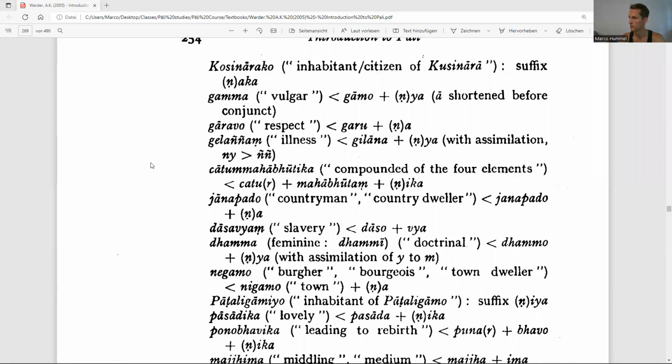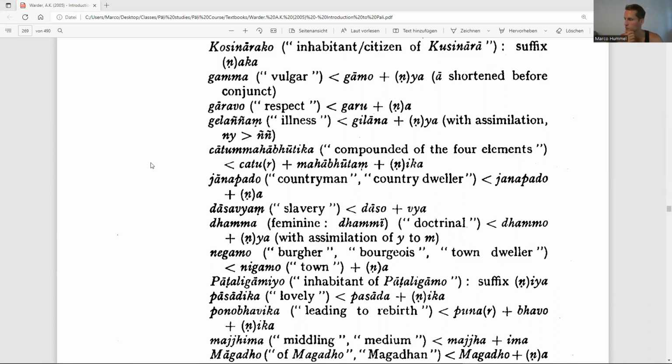Gilana plus nya with assimilation, nya plus to nya gives us gilanyang, illness. Chatur plus mahabhutang plus nika gives us chatu mahabhutika, so compounded of the 4 elements. Janapado plus na gives us janapado, countryman or country dweller. Daso plus vya gives us dasavyam, slavery. Dhammo plus nya gives us dhamma or dhammi, doctrinal, with the assimilation of ya to ma.